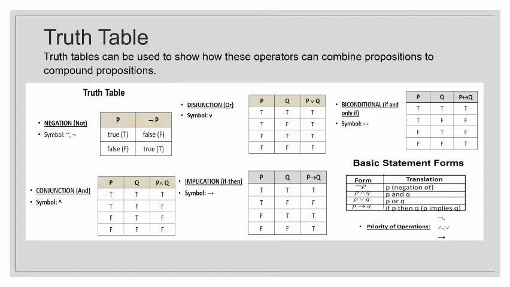Next, conditional. Conditional is symbolized by this symbol and read as if then. A conditional statement consists of two parts. The part that is in front of the arrow is the antecedent, and the part that follows the arrow is the consequent. Next, biconditional. Biconditional is symbolized by this symbol and read as if and only if.